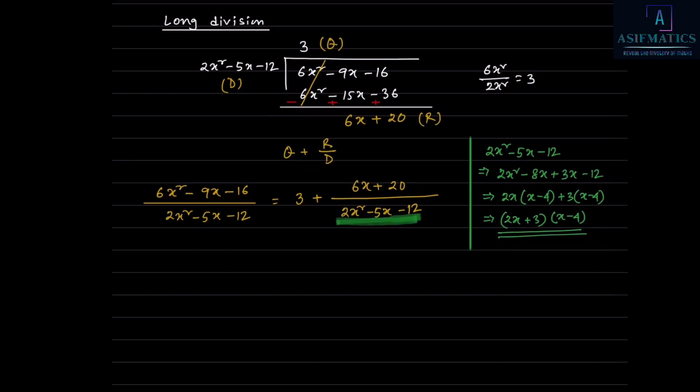And then you can write this again as 3 plus 6x plus 20 divided by 2x plus 3 into x minus 4. So anytime you do your partial fraction, you have to bring it into this form. Otherwise, you cannot solve it. Now, this is our part. This part we need to do separate working.